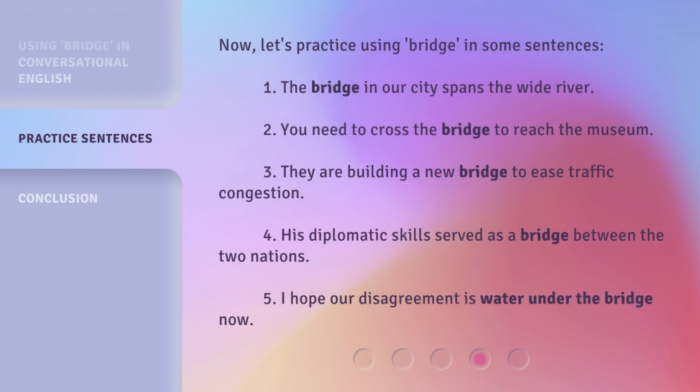Now, let's practice using bridge in some sentences. 1. The bridge in our city spans the wide river. 2. You need to cross the bridge to reach the museum. 3. They are building a new bridge to ease traffic congestion. 4. His diplomatic skills served as a bridge between the two nations. 5. I hope our disagreement is water under the bridge now.